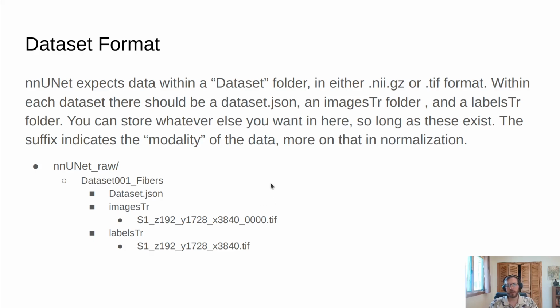You can pick a bunch of different normalization schemes, but you'll set that mapping in your dataset.json, which I'll show in a little bit. Each image needs a suffix, and each label should not have the suffix, so they should have the same name, but not the same suffix.